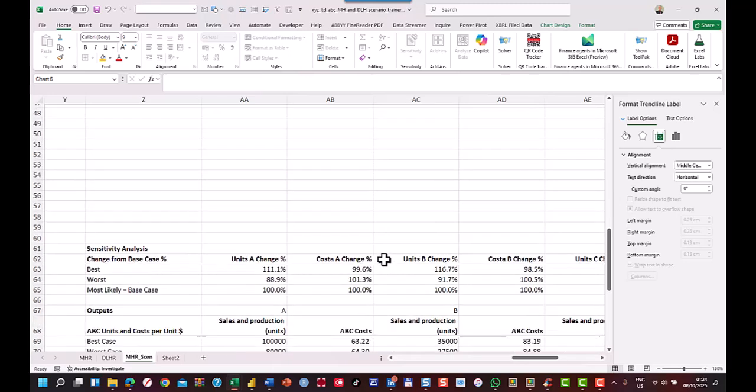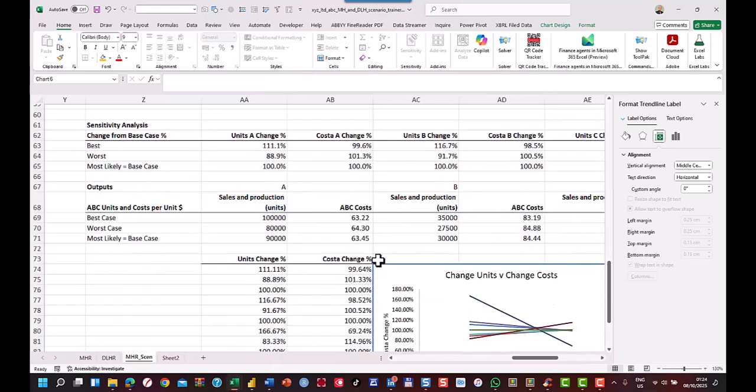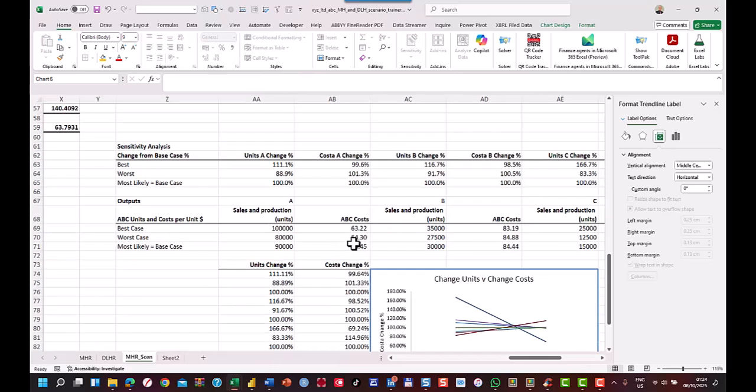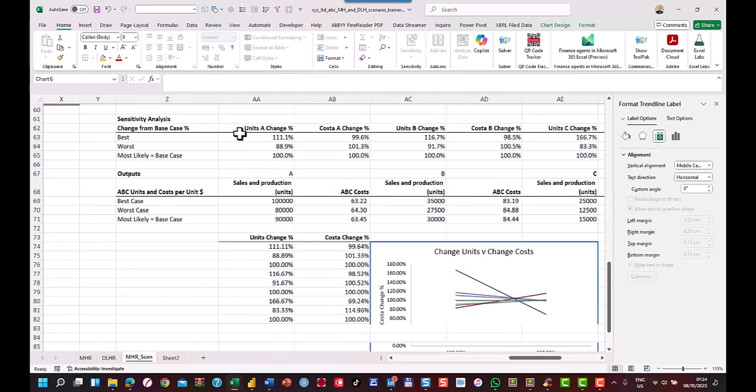And then finally, our sensitivity analysis. What we do with this is we take the units, the percentage change from the base case to the best case, units of A, cost of A, units of B, cost of B, sensitivity. So the units change by 111% from base, and the cost changed by almost 100%. Under the worst case scenario, units change by 89% and cost change by 101. Most likely, the base case must be that way.